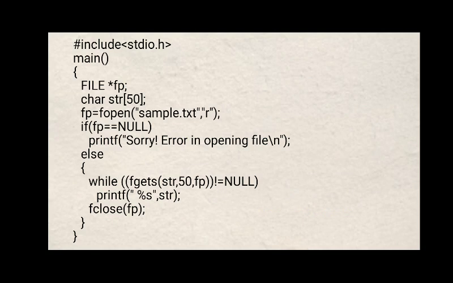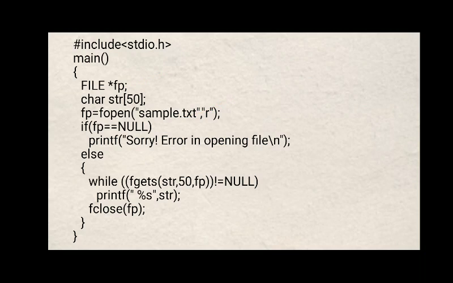So here you are opening the file sample.txt in the read mode, and you have declared a character array str of size 50, and the file pointer is also declared. Using that file pointer, you are opening sample.txt. So here also you are checking if there is any error in opening the file.